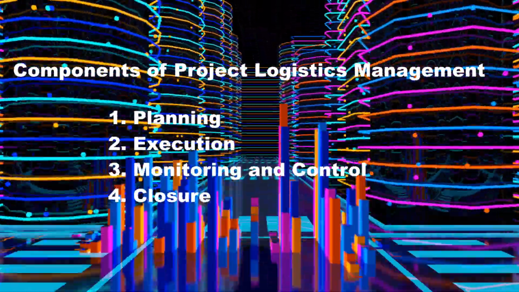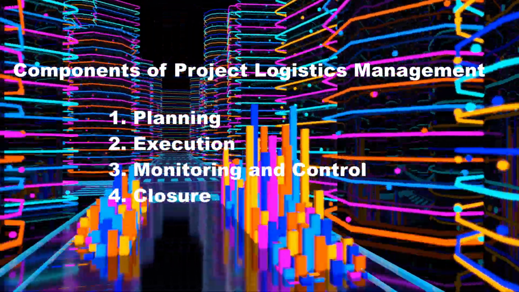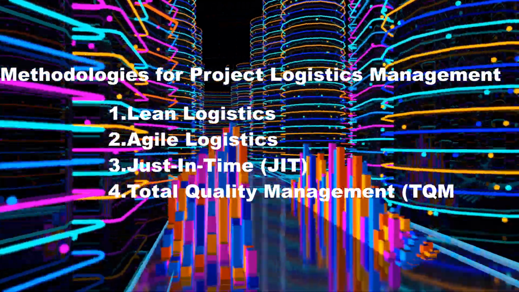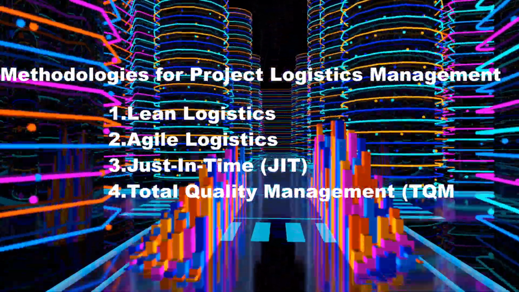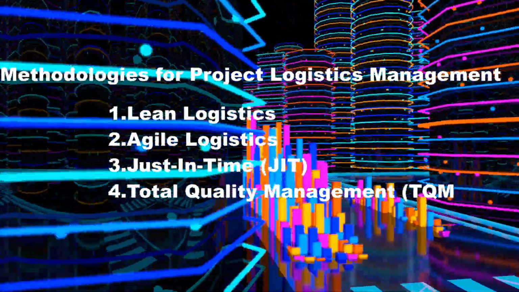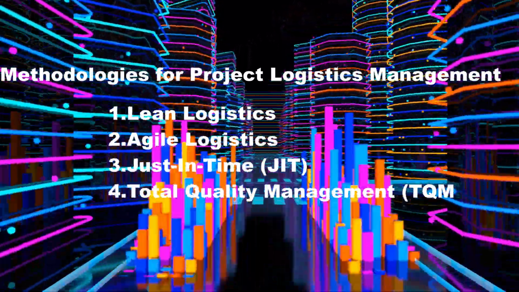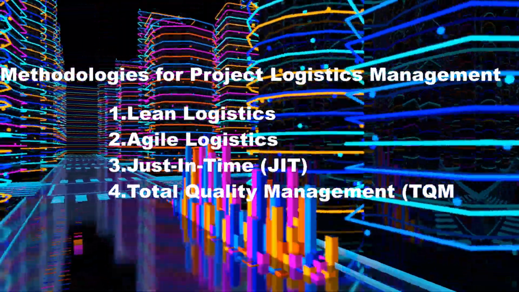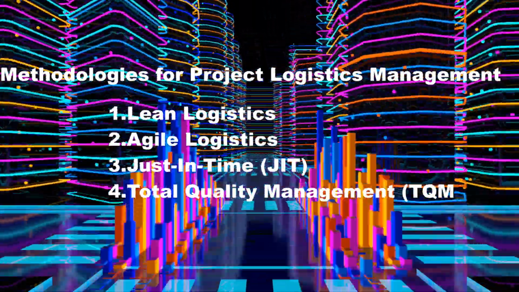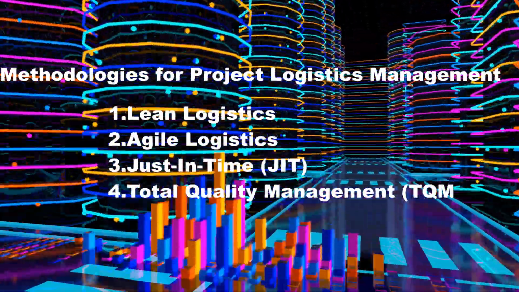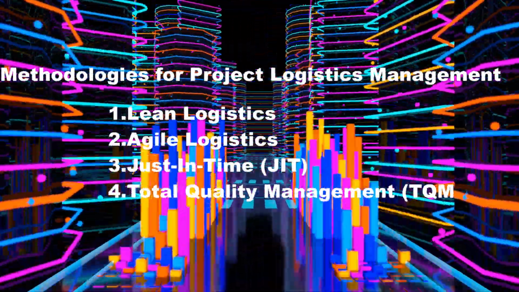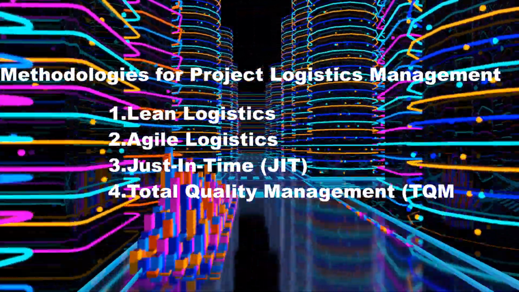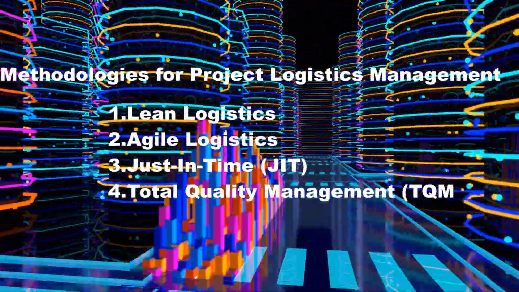Methodologies for Project Logistics Management. 1. Lean logistics focuses on reducing waste and improving efficiency in logistics processes. 2. Agile logistics emphasizes flexibility and responsiveness to changes in project requirements. 3. Just-in-time (JIT) minimizes inventory costs by delivering materials only when they are needed. 4. Total quality management (TQM) ensures continuous improvement in logistics processes to meet quality standards.